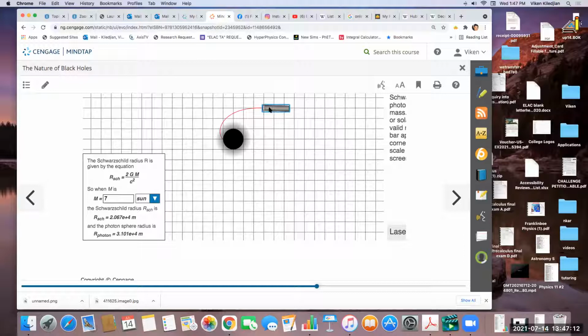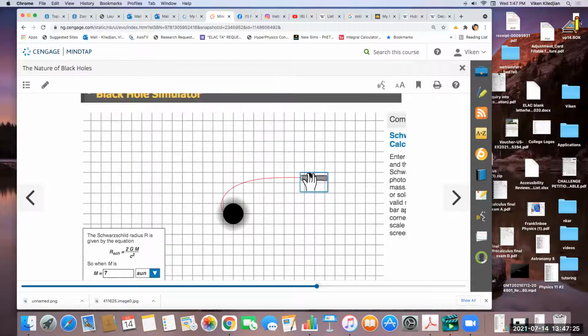See how you're bending and going in? So no matter where I'm starting, the beam of light is coming and falling into the black hole. So now I'm going to start going further away, until I make a complete circle. Oh, nice. So now I'm safe.